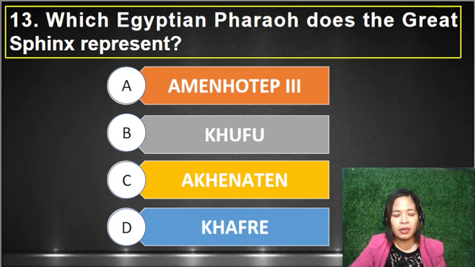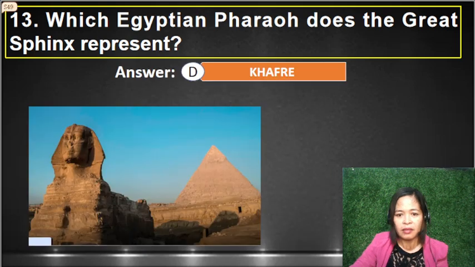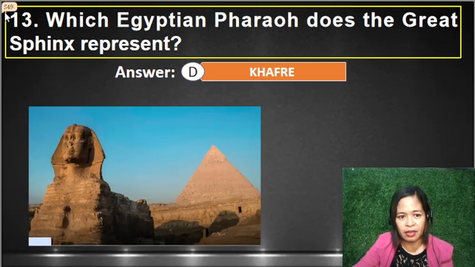Number 13, which Egyptian pharaoh does the Great Sphinx represent? A. Amenhotep the Third, B. Khufu. C. Akhenaten. And D. Khafre. The answer is Khafre.